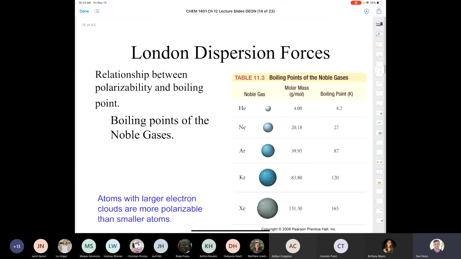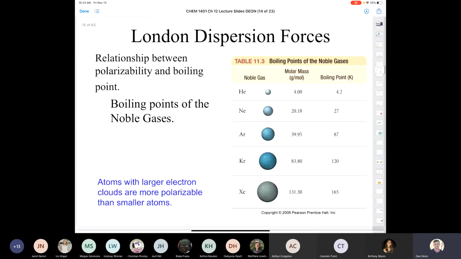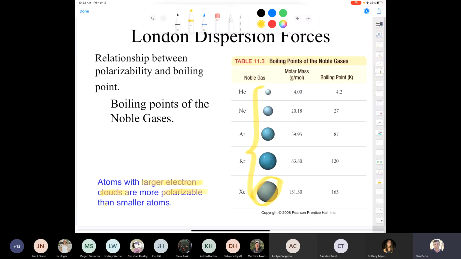If you're not following me, let's take a look here. The relationship between polarizability and boiling point. Look at the sizes of these noble gases. When we get down to xenon, it is the largest one. So an atom with a larger electron cloud is going to be more squishy, okay, and more polarizable. All right. So it's just the ability of that atom to distort its electron cloud more than the other four noble gases that are shown in this table. And what do you see? As the polarizability increases, so does boiling point. It goes from 4.2 Kelvin all the way up to 165 Kelvin.